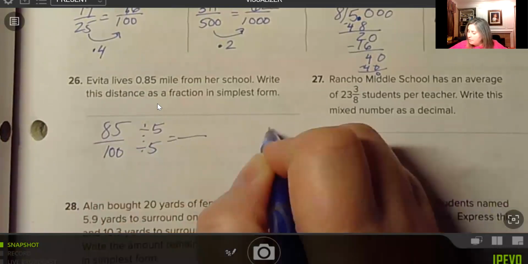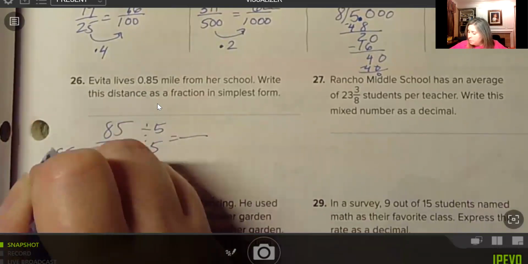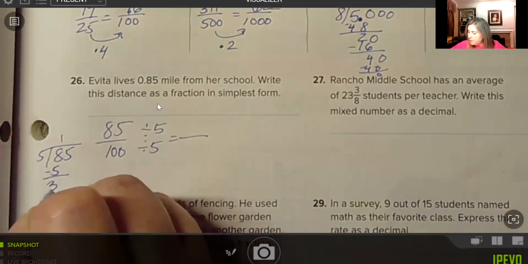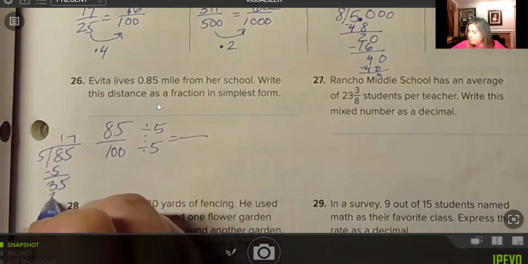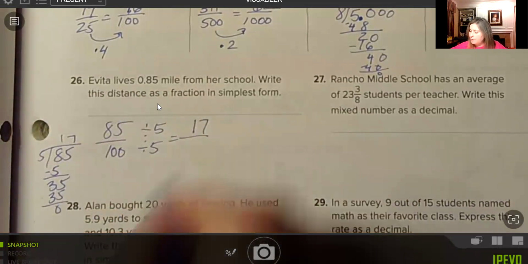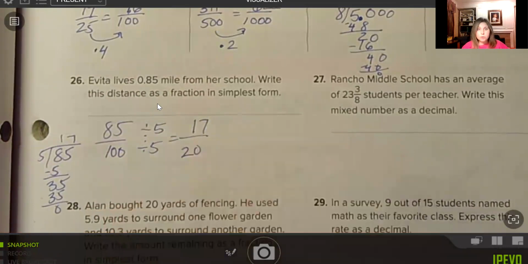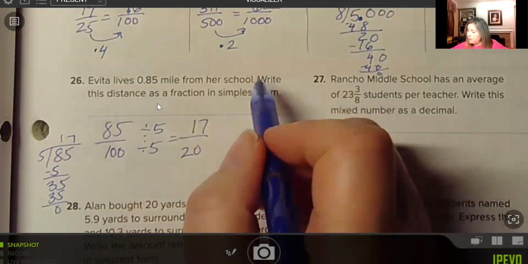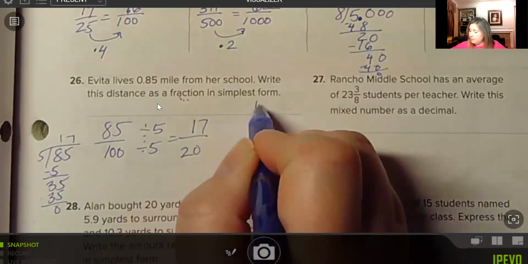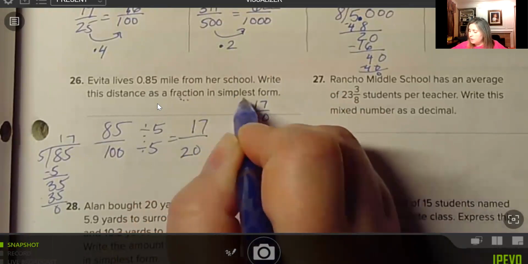85 divided by 5, it's going to go 17 times. So 17, and then 100 divided by 5 is 20. 17 and 20 are relatively prime, so we have no common factors. And if they asked for it as a fraction in simplest form, that's what we have, 17 20ths.